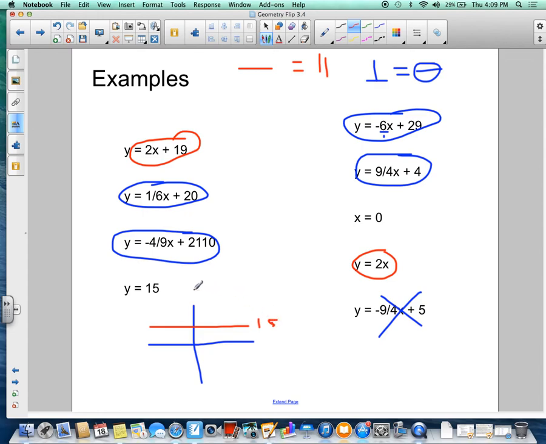All right, and then x equals 0 is just this vertical line here, so it has an undefined slope. But we know that if we have a perfectly horizontal line and a perfectly vertical line, those would in fact be perpendicular. So we will circle them in blue.